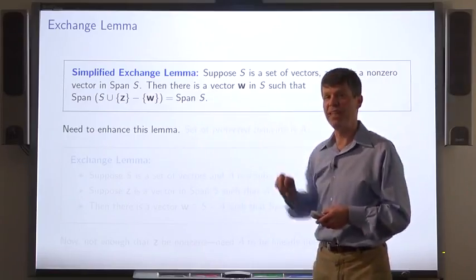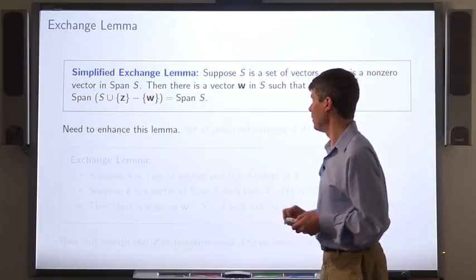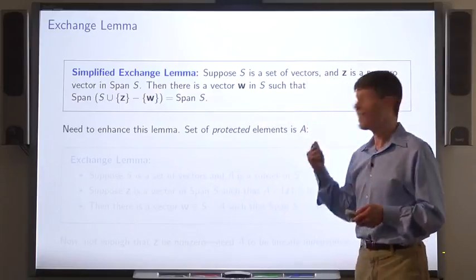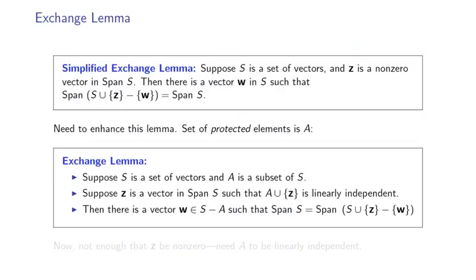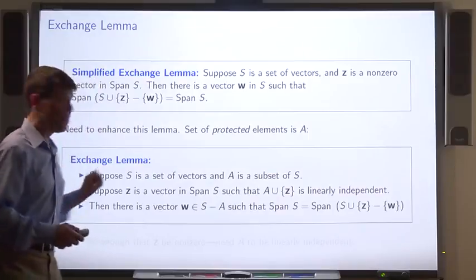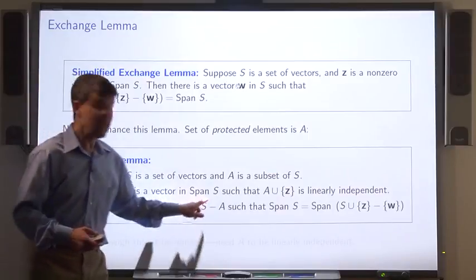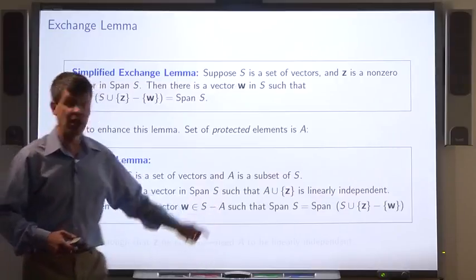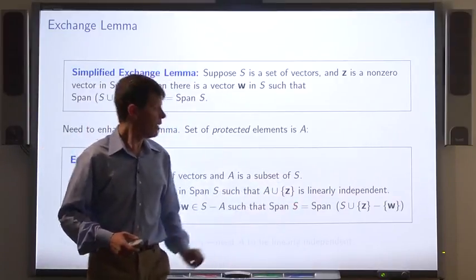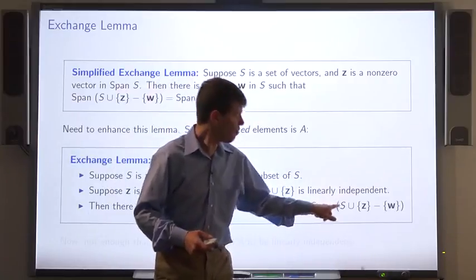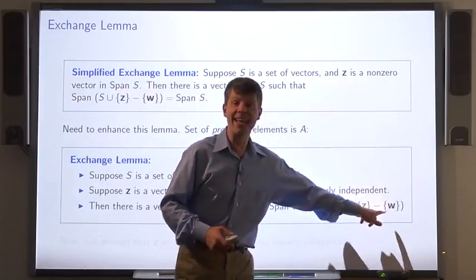So we see that the simplified exchange lemma is not enough. We need to enhance this lemma. We introduce a set of protected elements, A. Here's the full exchange lemma. Suppose S is a set of vectors and A is a subset of S. Suppose Z is a vector in the span of S such that the union of A with Z is a linearly independent set. Then there's a vector W in S and not in the protected set A such that the span of S is the same as the span of the set obtained from S by adding in Z and taking away W.